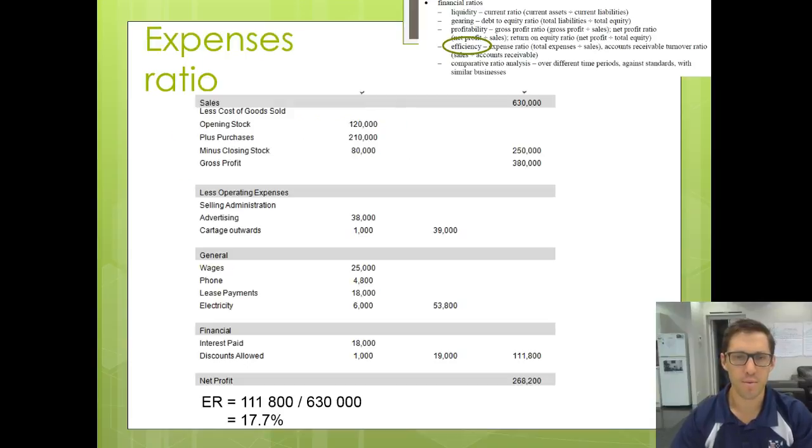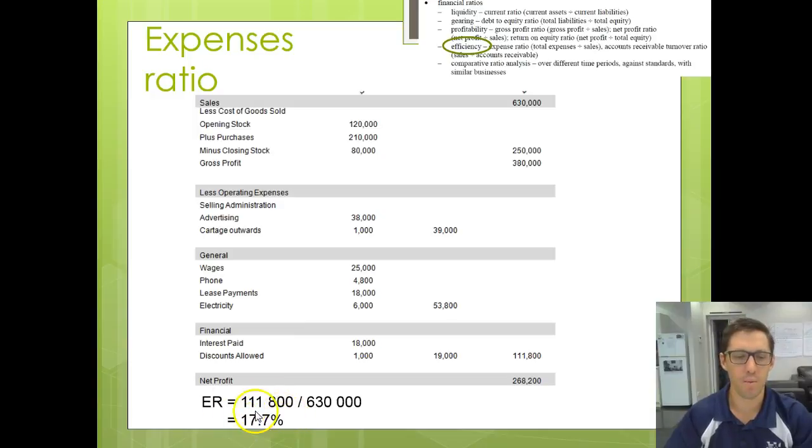And here's an example. So we've got I Wish Toys. They've got expenses of $111,800 down here. Their total expenses, their operating, general, and financial expenses, divided by their sales of $630,000, mean they have an expense ratio of 17.7%.